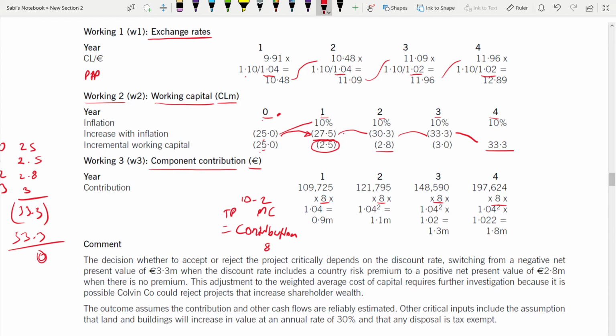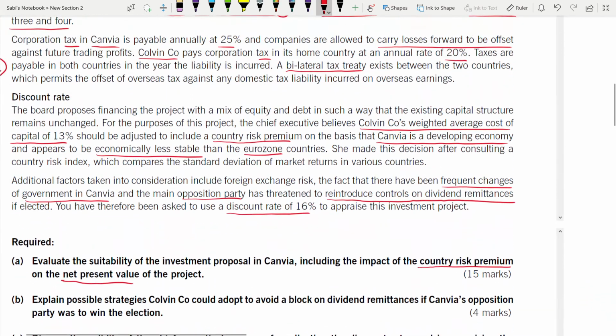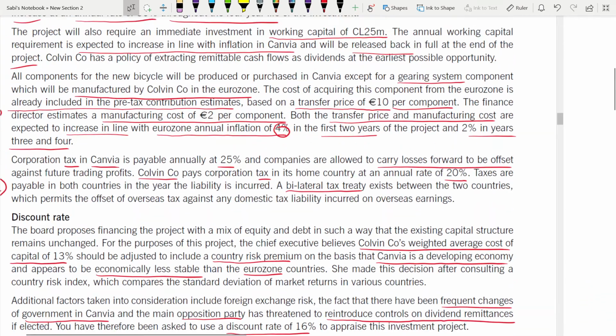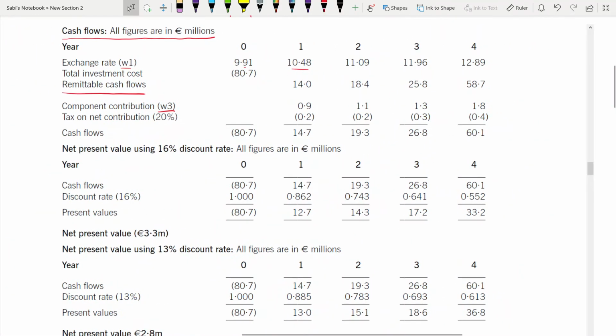You have to inflate it. Do you have to inflate it? Did they mention it? Yes. Increase in line with Eurozone annual inflation of 4%. They have clearly told. If they clearly tell you to inflate something, you have to inflate. If they don't tell, and it's not very clear whether you have to inflate or not, then you leave it. You don't inflate.